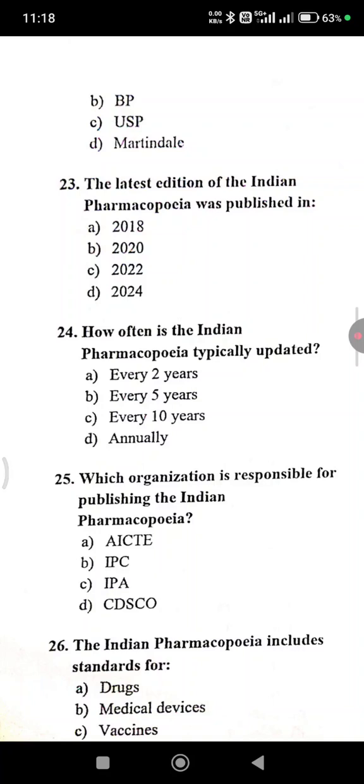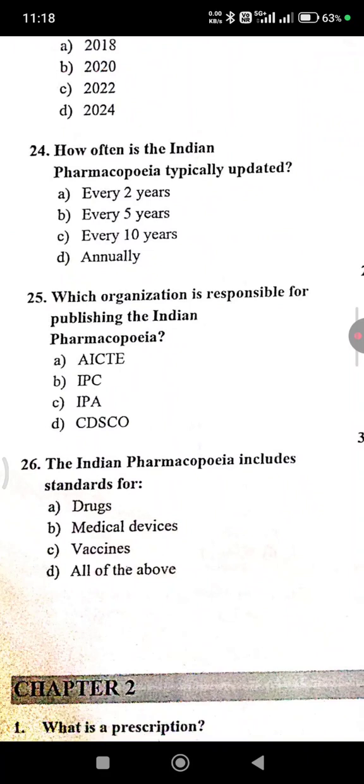24. How often is the Indian Pharmacopoeia typically updated? That is option B, every 5 years.